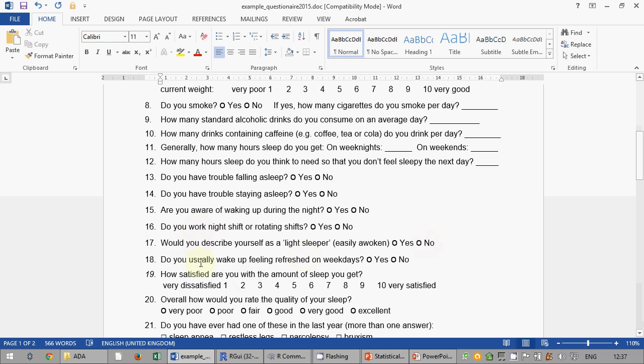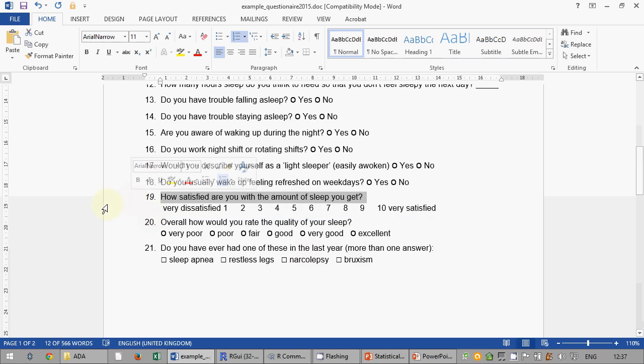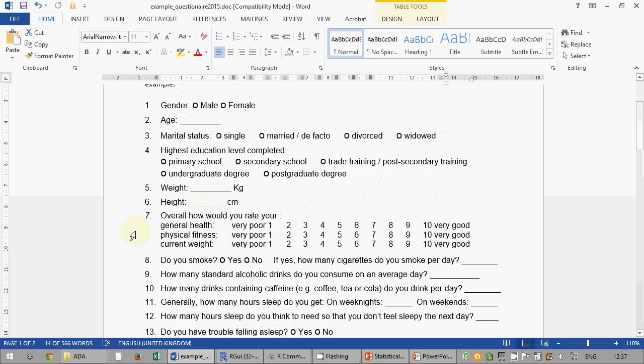Would you describe yourself as a light sleeper? Do you usually wake up feeling refreshed on weekdays? Okay. How satisfied are you with the amount of sleep you get? Very dissatisfied, very satisfied. You can see it is the same Likert scale as this one.